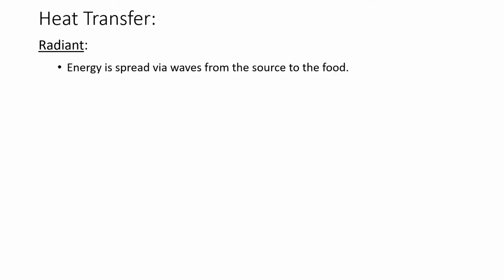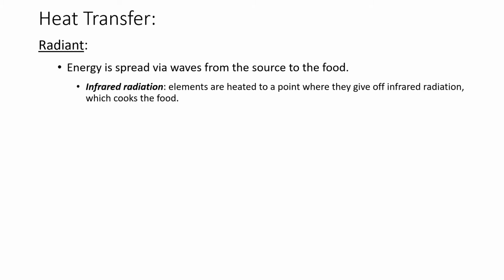And the last method of heat transfer is radiant heat transfer. Radiant heat transfer means that energy is spread via waves from the source to the food. So unlike conducted heat, the food isn't actually touching the source of heat. Unlike convection heat transfer, this doesn't necessarily have to take place in an enclosed unit. And we're talking about direct radiant energy heating the food.